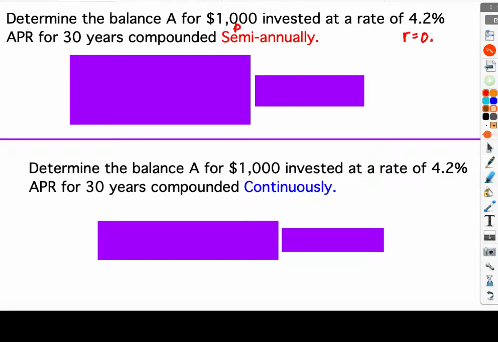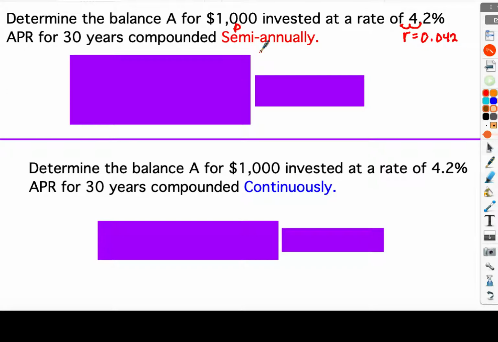So we're going to move that decimal 2 places. We've got to move that decimal 2 spots, so 0.042. APR, annual percentage rate, so we're talking yearly, for 30 years. But we're going to compound semi-annually.